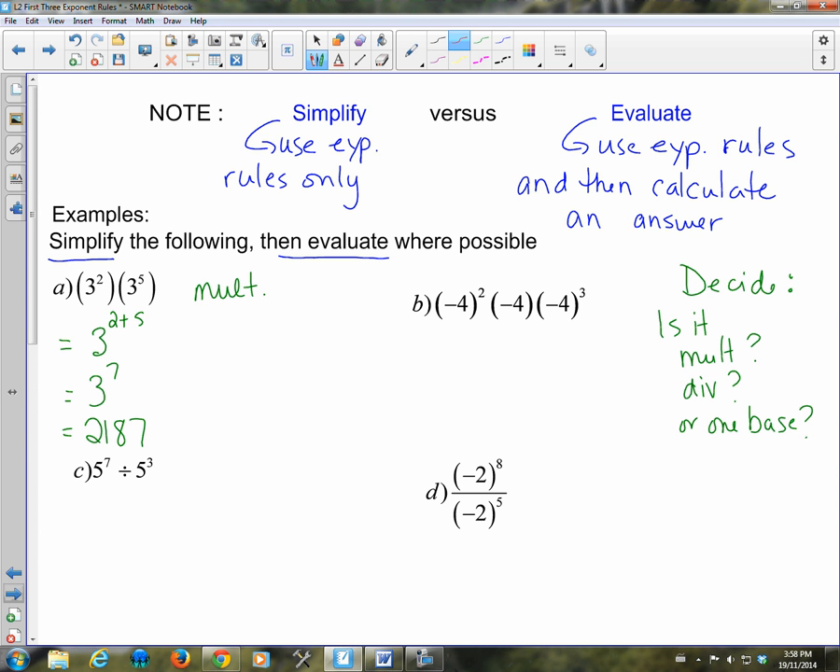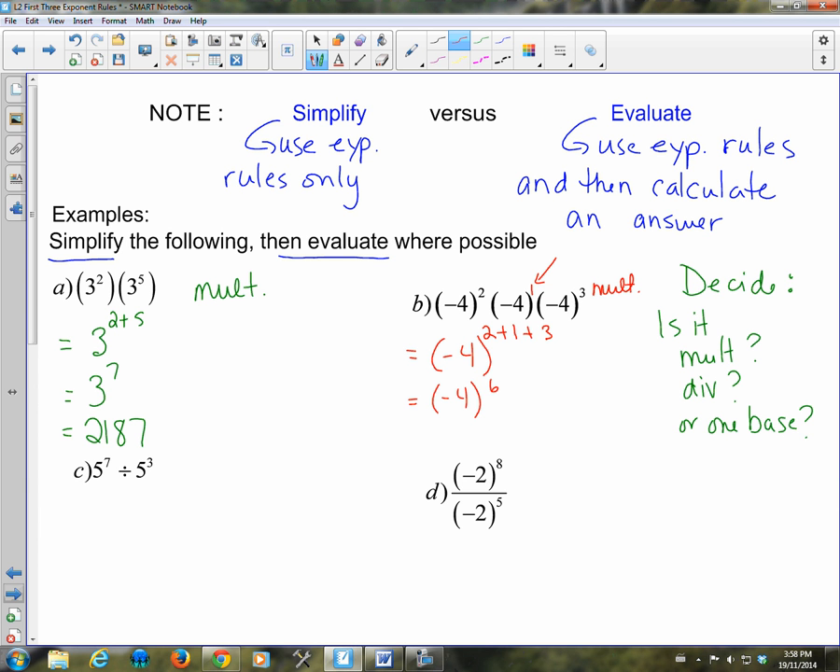So I look at question B, similar to A. All those brackets means that I am multiplying. So if it's a multiplication question, I'm going to use the multiplication rule. Multiplication rule says I keep the base of -4 and I add my exponents together. So I have an exponent of 2. I also have an exponent of 1 that we're too lazy to write down in math. If there's a base and there's no number written with it, we assume there's an exponent of 1 because there's one base there. And then don't forget to add the last exponent, 3. So 2 plus 1 plus 3. So I have -4 to the exponent 6.